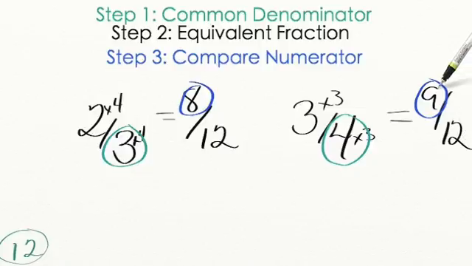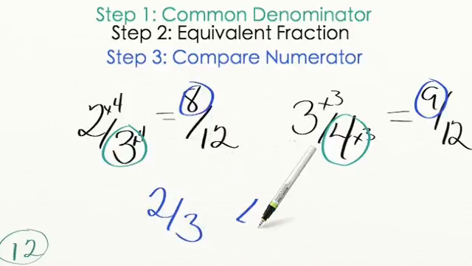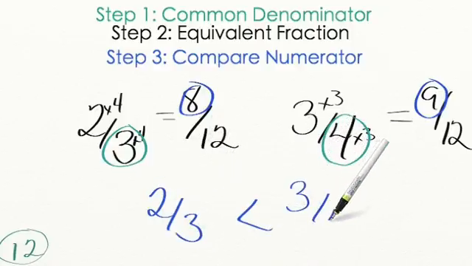That means that 9/12 is the greater number because the numerator is higher and our denominator shows that each of the pieces are the same size. So we know that 8/12 is less than 9/12. Or we can say that 2/3 is less than 3/4.